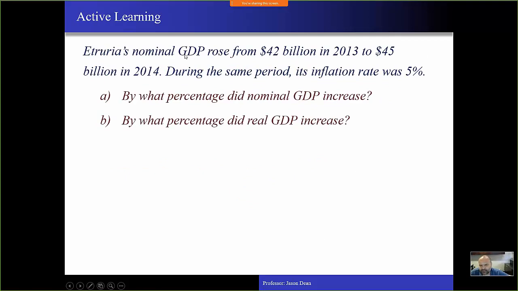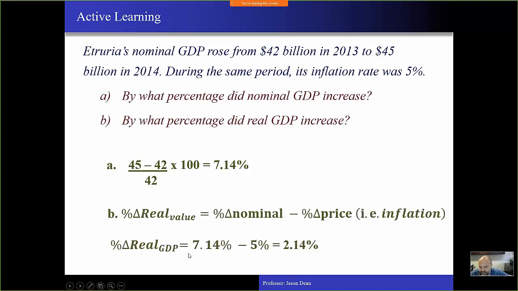Now suppose we have nominal GDP going from 42 billion to 45 billion, and during that same period, the inflation rate was 5%. First, how do we calculate the percentage change in nominal GDP? Does someone want to write it in the chat function? So we would take 45 minus something divided by something. Yep, that's correct. So we would get 7.14%. So nominal GDP increased by 7.14%. How much then did real GDP increase?